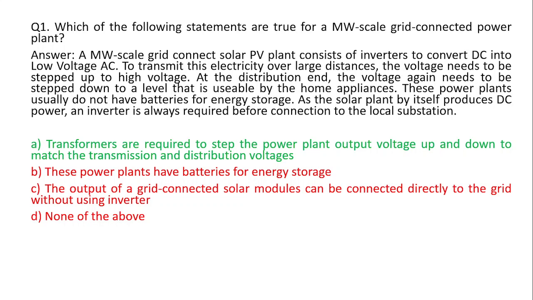So first is, which of the following statements are true for a megawatt scale grid connected power plant? What is a megawatt scale grid connected power plant? It has solar modules, so many solar modules in a huge field. They are all generating DC only, direct current, but our systems are all alternating current. Our transmission lines, the distribution lines, everything is alternating current, right? So we need to convert from DC to AC, so we need an inverter.